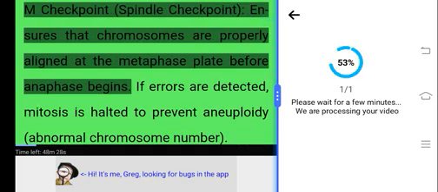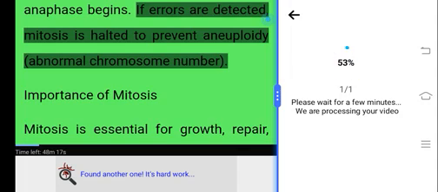M checkpoint, spindle checkpoint, ensures that chromosomes are properly aligned at the metaphase plate before anaphase begins. If errors are detected, mitosis is halted to prevent aneuploidy, abnormal chromosome number.